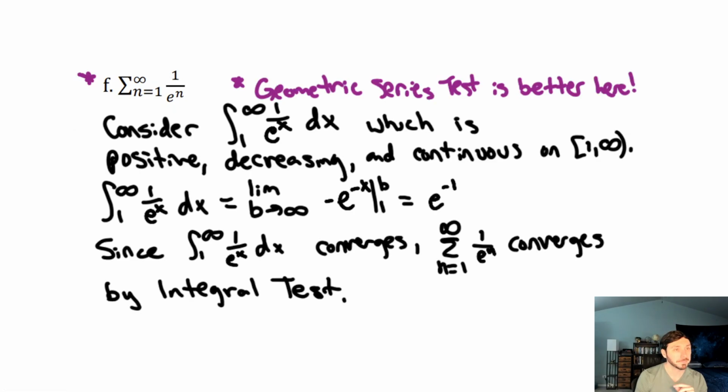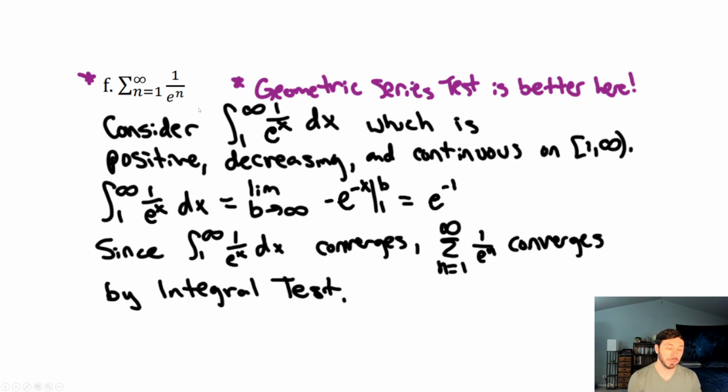3, 2, 1. Yeah, so this is a geometric series, y'all. This is the same thing as 1 over e all to the nth power, where 1 over e is less than 1, so it's just convergent by the geometric series test. However, if you apply the integral test, we do get a finite number, so since the integral converges, the series converges.